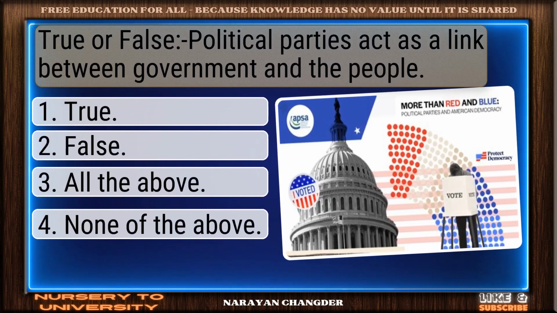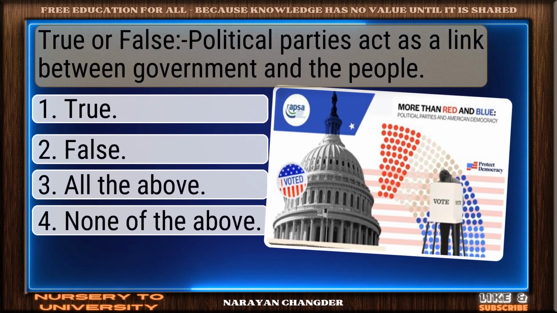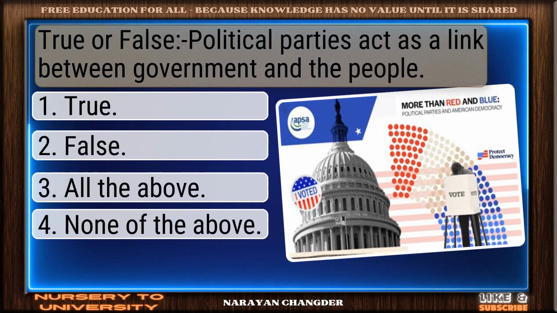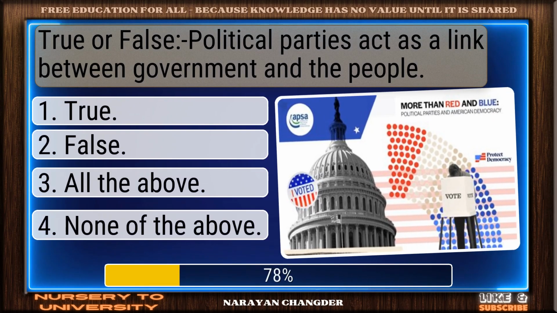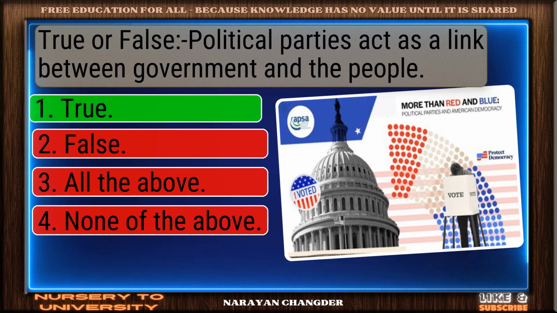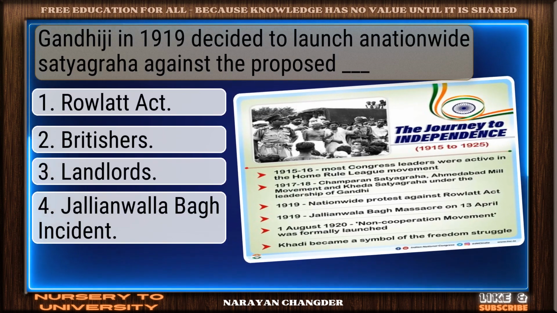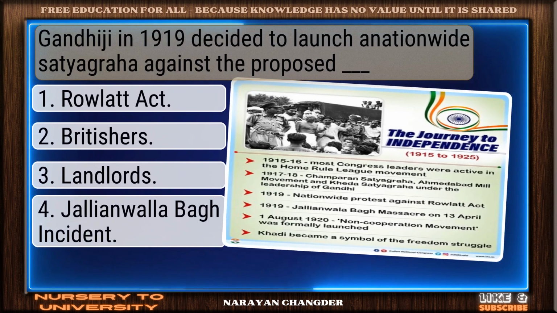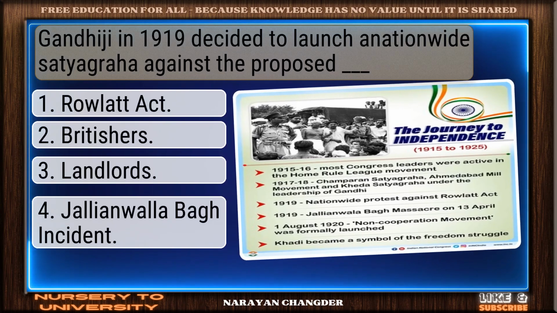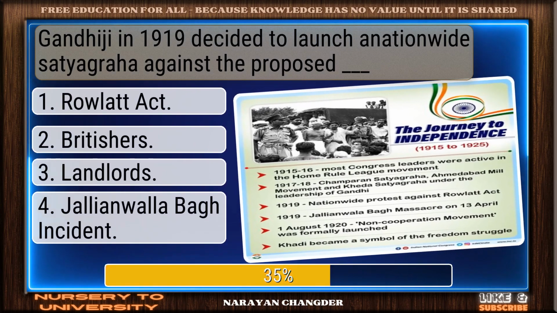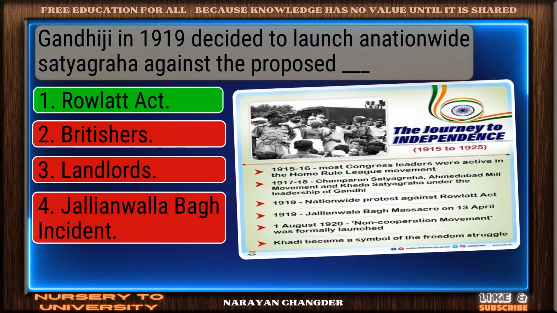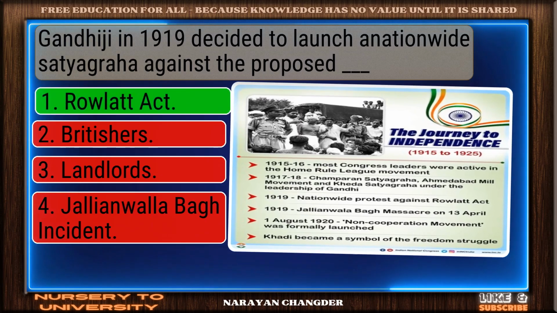True or false? Political parties act as a link between government and the people. You got it. True fits. Gandhiji in 1919 decided to launch a nationwide satyagraha against the proposed Rowlatt Act. Clear logic. Rowlatt Act is sound.